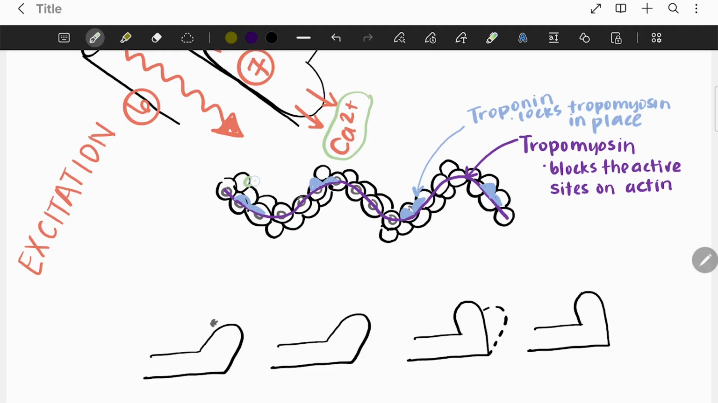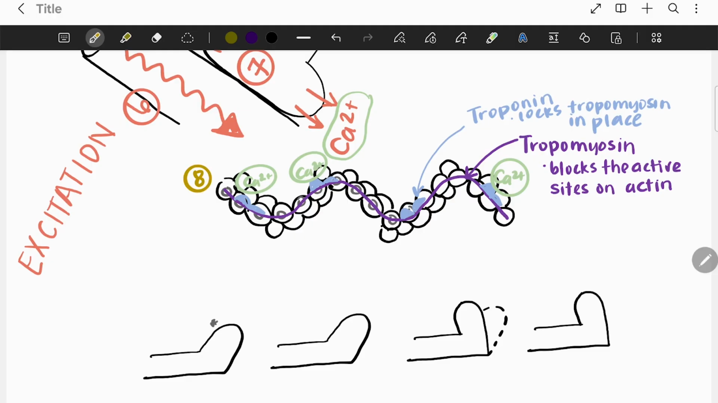So what happens is calcium ions are going to bind to the troponin. So we're going to get calcium binding to that troponin. And when that calcium binds to that troponin, it causes tropomyosin to rotate out of the way, okay? So basically, tropomyosin undergoes a conformational change, and it rotates out of the way, exposing the active sites on actin. So all of that is step 8, okay?